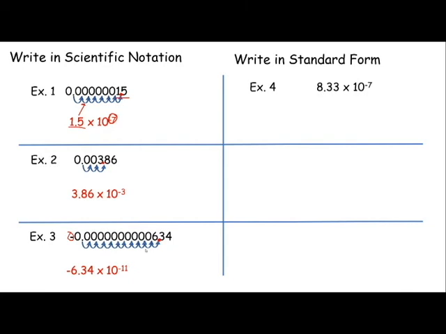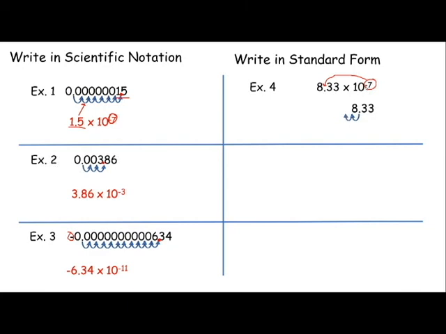The last thing you might have to do is take something that's already in scientific notation and write it in standard form. This actually is much easier because we can already see that we're going to need to move that decimal 7 places, and we're going to take that 8 and we want it to be smaller. So 8.33, I'm going to divide by tens. That moves the decimal to the left.